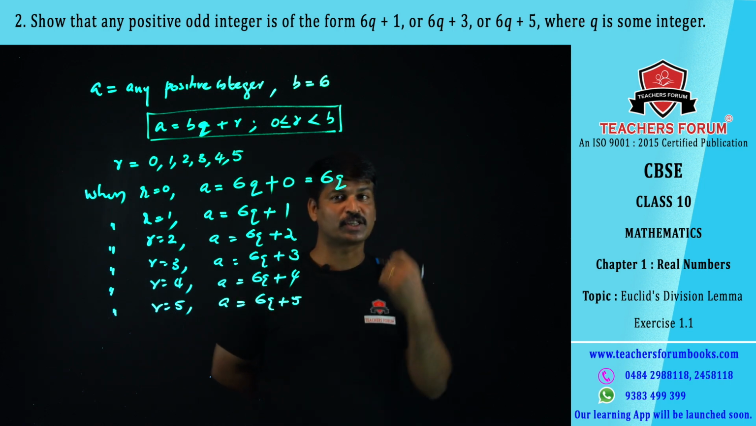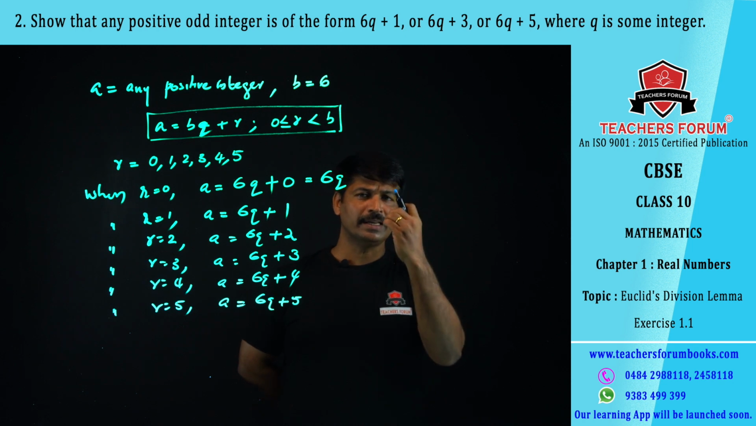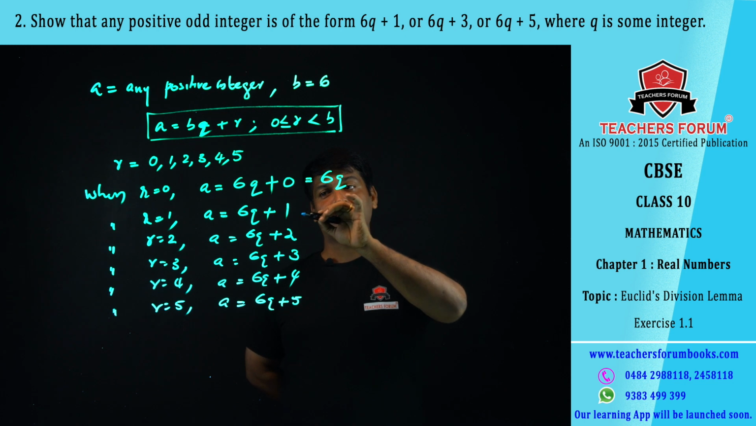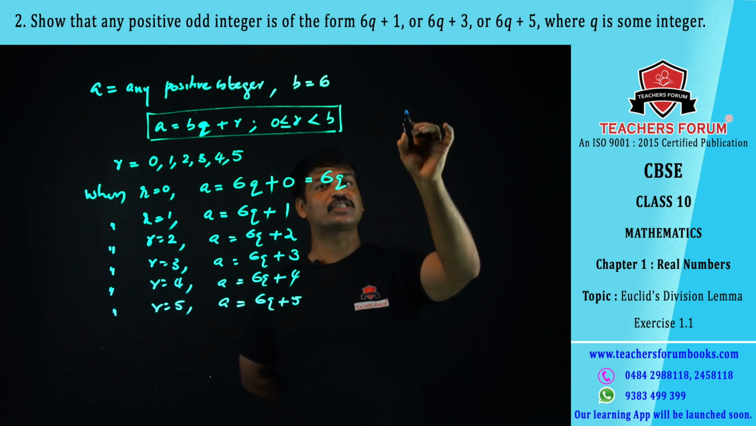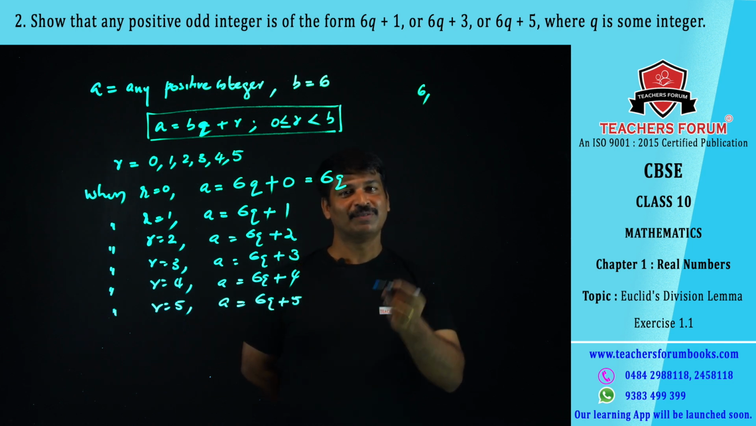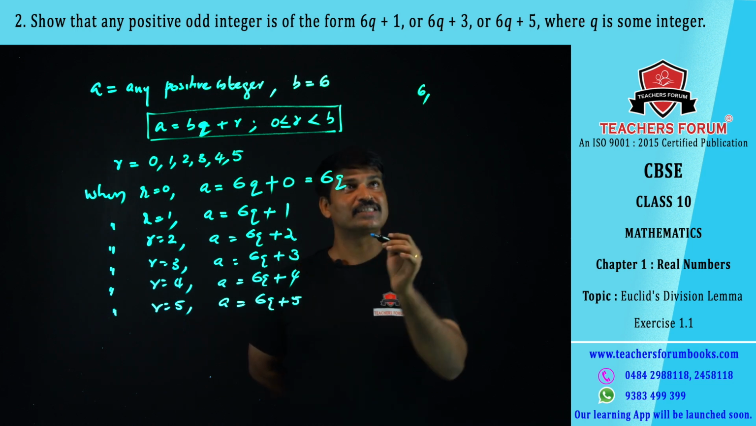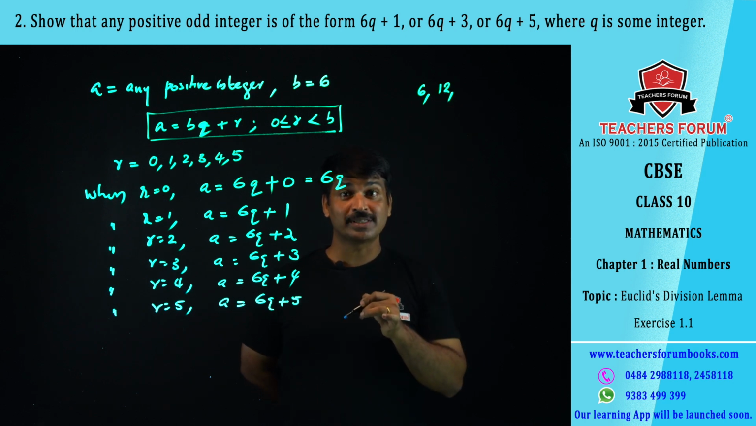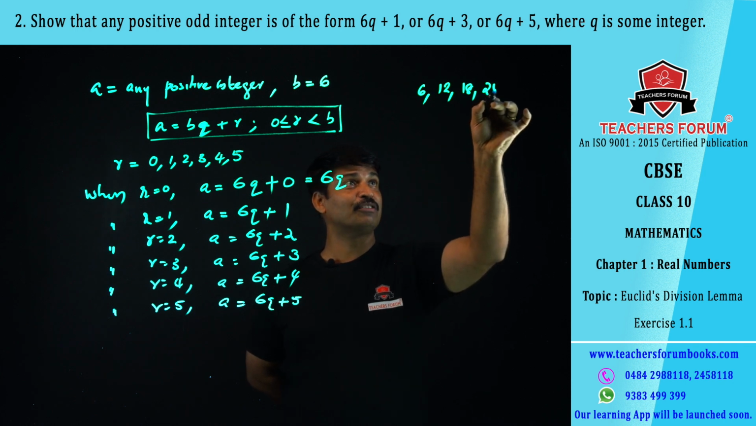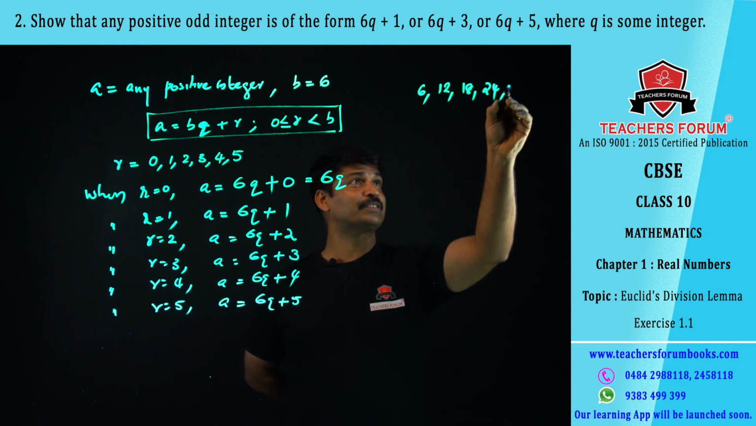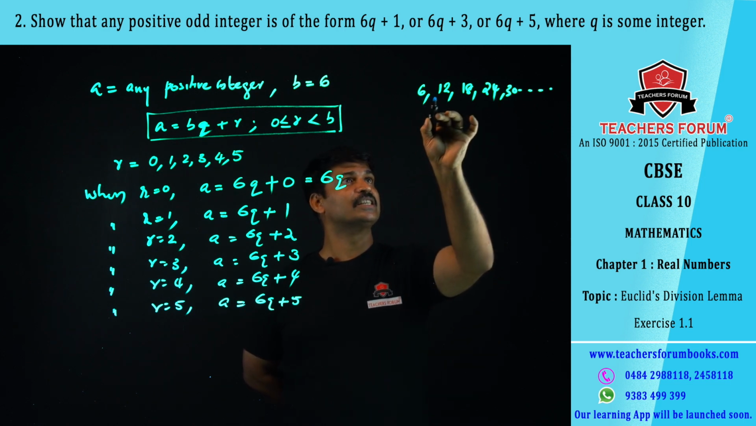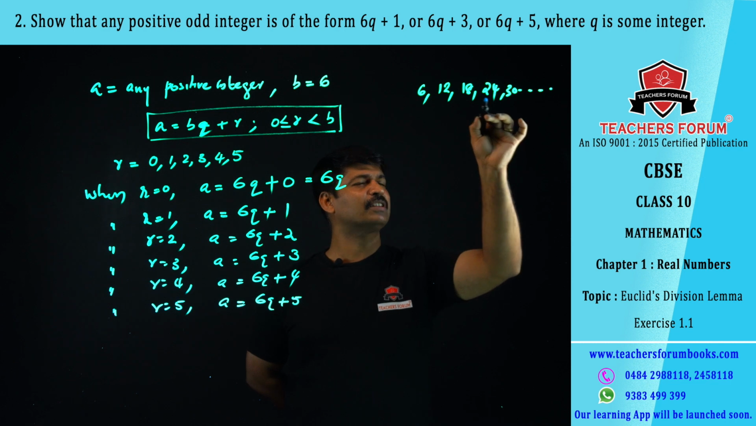Now, let us see what is 6q, what is q. q is any integer. So, when you give the value of q as 1, what will you get? 6q, 6 into 1, that is 6. When the value of q is 2, 6 into 2 is 12. When q is 3, 6 threes are 18. When q is 4, 6 fours are 24. When q is 5, 6 fives are 30. It goes on, isn't it? So, 6q is 6, 12, 18, 24, 30 and so on.